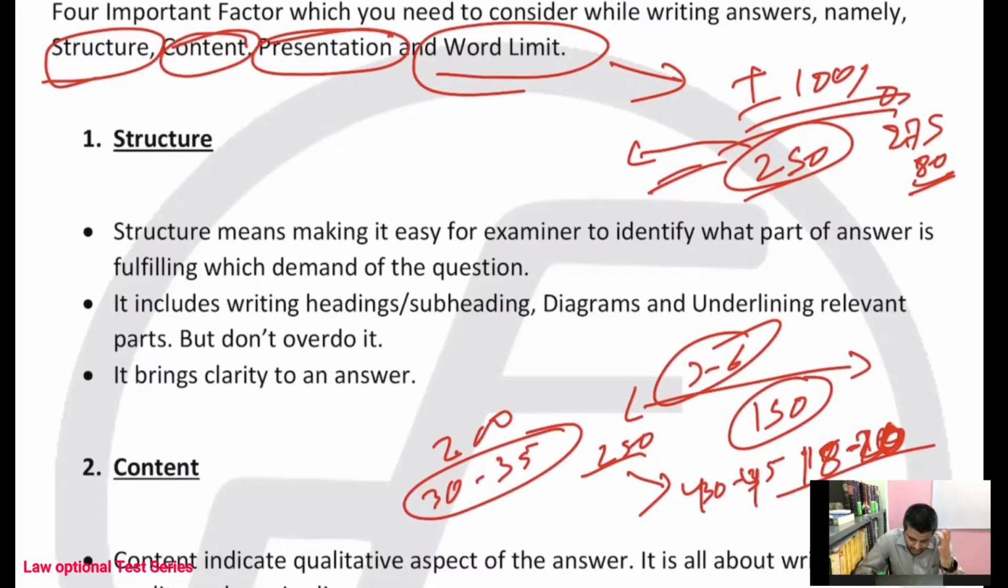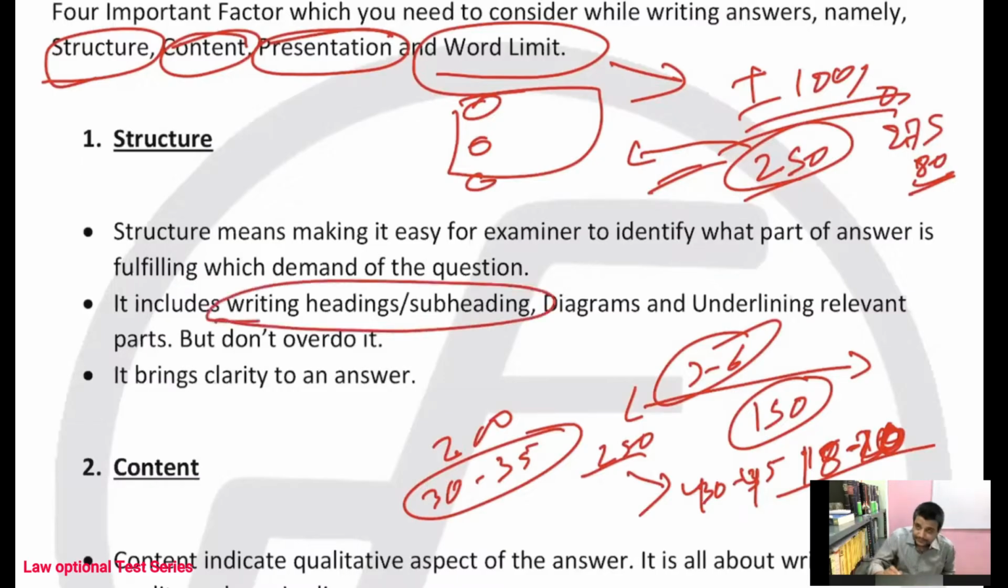I know one of the professors who has checked copies, right now is not checking. He has checked copies of law, a professor of Jamia. He told me that, see, we get a model answer. And in that model answer, we have these headings and subheadings, right? And we are specifically instructed to see whether each of those headings has been covered or not. It gives an idea to the examiner that you have understood the demand of the question and you have fulfilled each and every demand. Okay, so structure, plainly and simply speaking, means writing headings and subheadings.